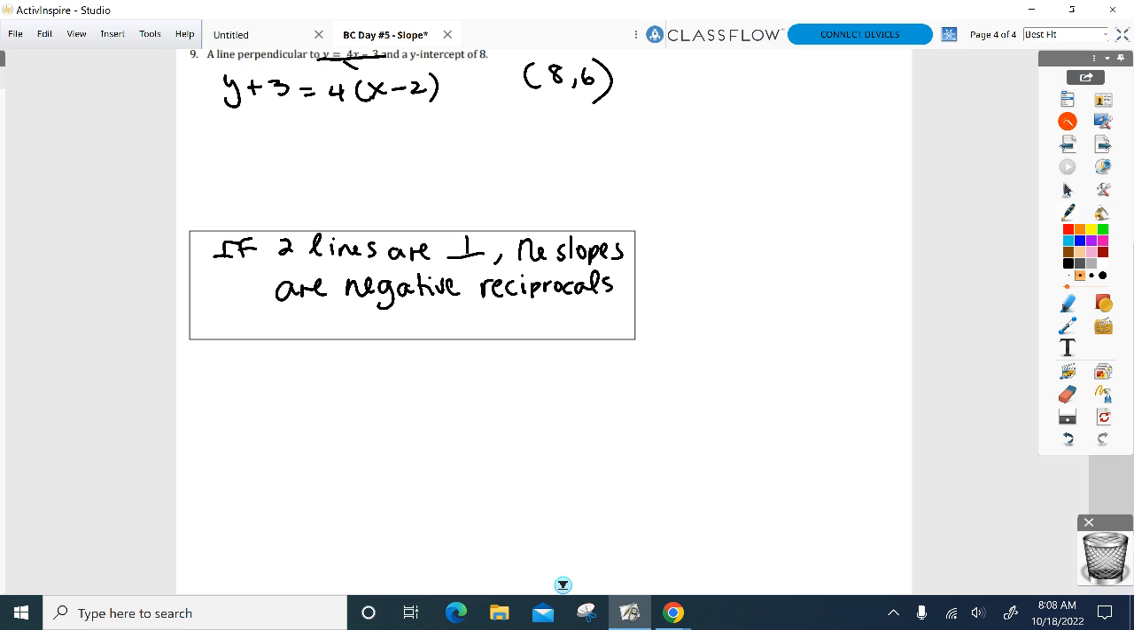What do you think you got to do first to get it into y equals? Okay, before I even do that though, because I don't want to move the 3 over yet, there's still some stuff on the right side I want to do. Distribute. Yeah, let's distribute the 4. Good call. So y plus 3 equals 4x minus 8. Now I can move over the 3. How? Yep, move the 3 over, subtract it. Y equals 4x minus 11.